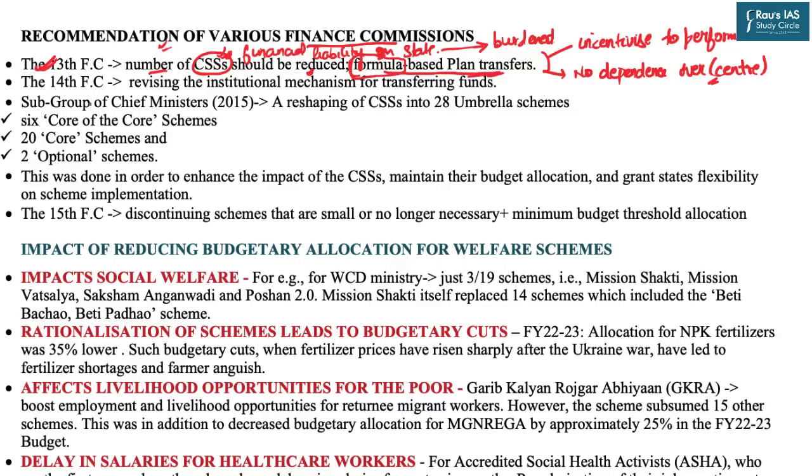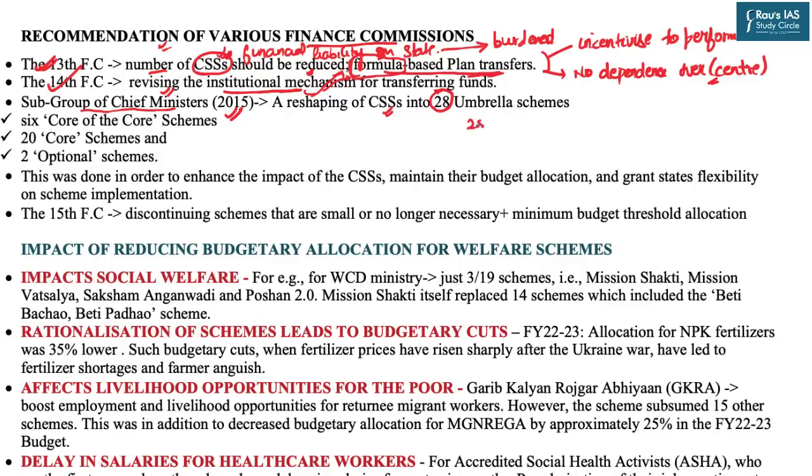On similar lines, the 14th Finance Commission says that the institutional mechanism for transferring the funds should be revised. Again, the institutional mechanism basically means that there should be certain clear-cut guidelines on the basis of which these schemes should be formulated, the funds should be transferred, etc. So that is why, on the basis of these recommendations, in 2015, a subgroup of chief ministers was formed, and it reshaped the centrally sponsored schemes into 28 umbrella schemes.